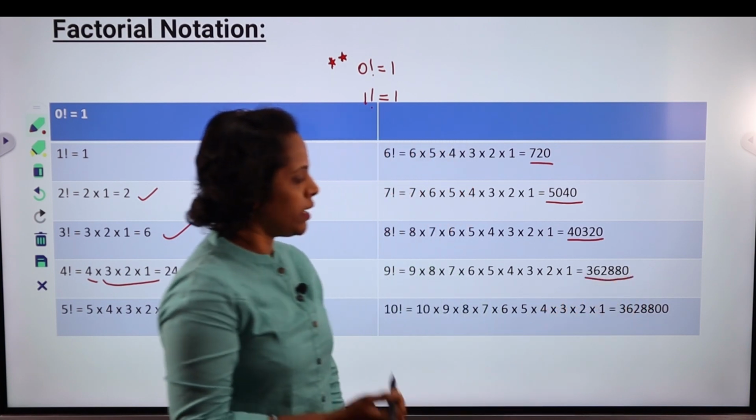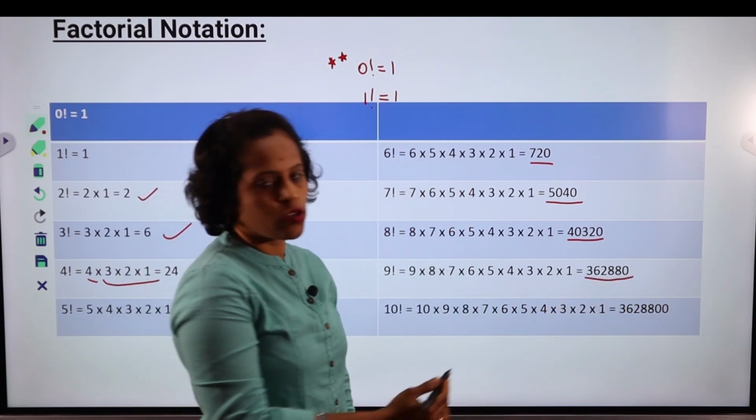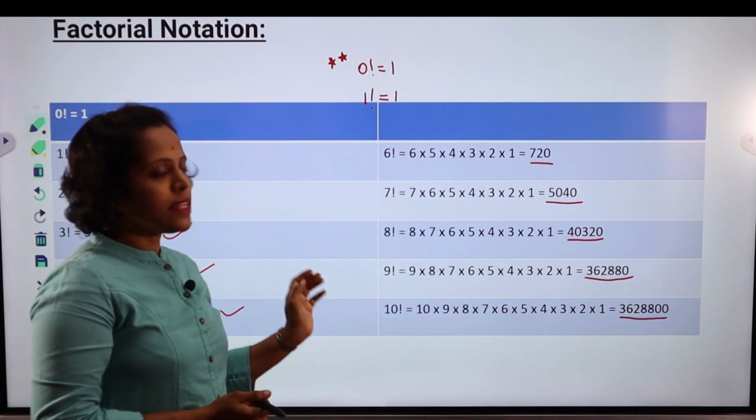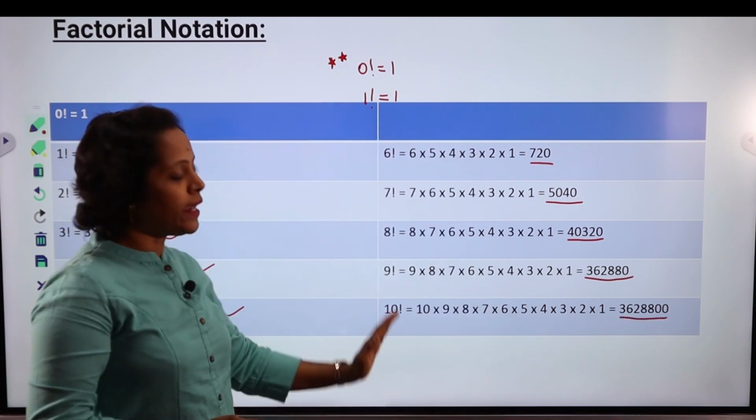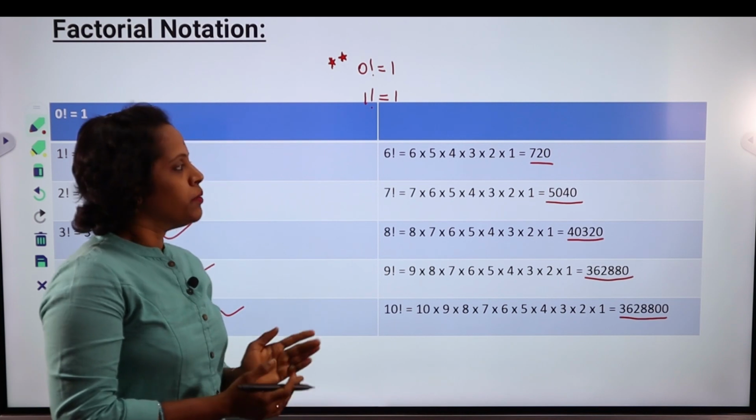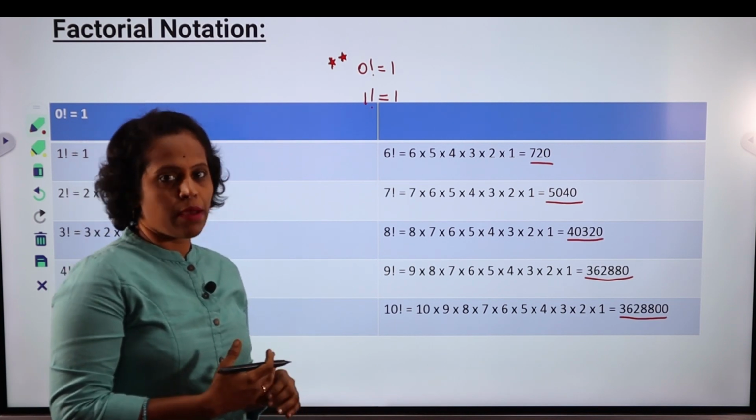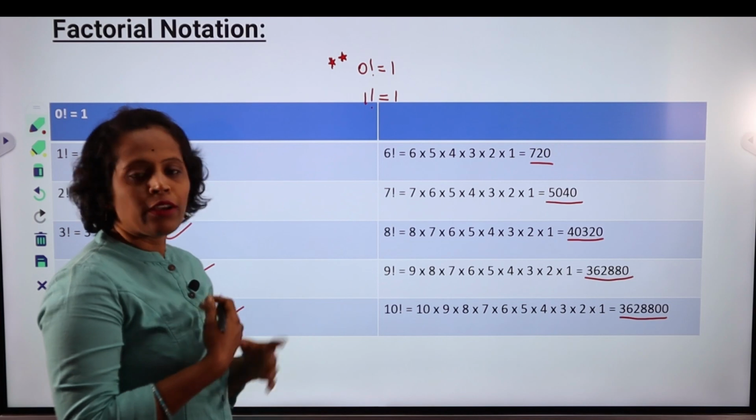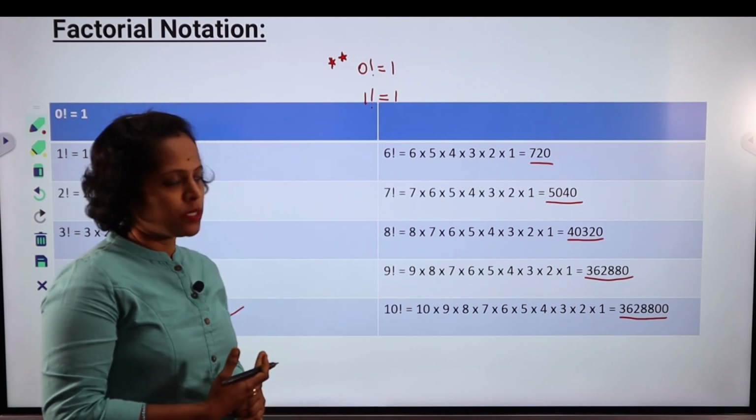And 10 factorial is 3628800. As you can see, the factorials of 0 till 10 are to be remembered because this saves your time in the examination, and these are the regular numbers that you get for problems.